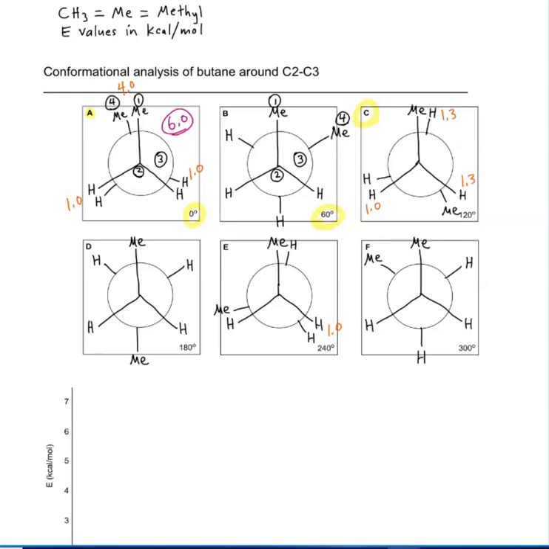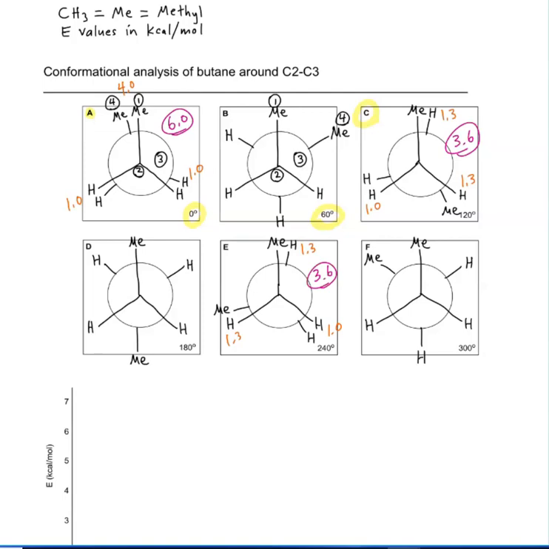So when we total the energy, the strain energy for that conformation, we get 3.6. Let's go down to structure E, where we have pretty much the same situation. We have 2 methyl hydrogen eclipses, each with an energy cost of 1.3. So that's going to give us a total strain energy for this conformation of 3.6.